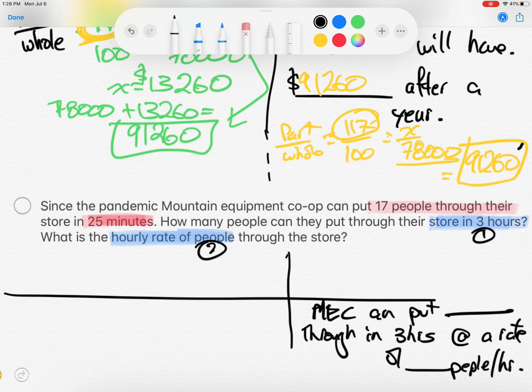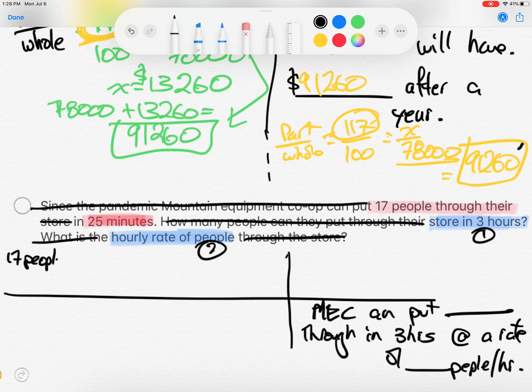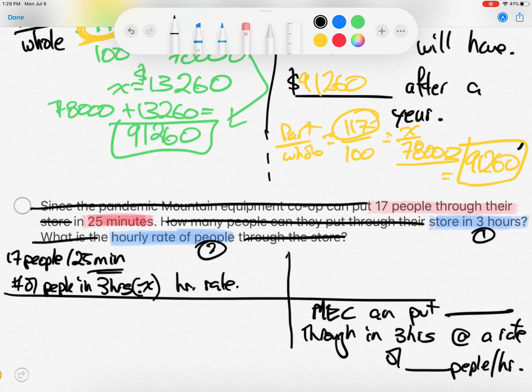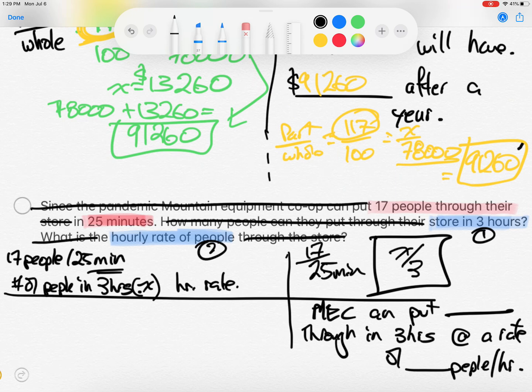All right, now get rid of all this. None of this matters anymore. What do I know? I know 17 people per 25 minutes. The minutes is key here. What I'm looking for is a number of people in 3 hours and the hourly rate. Let's call this one X. Okay, so here again we could do a little picture here. We have 17 people and 25 minutes, and we're trying to go number of people X out of 3 hours.